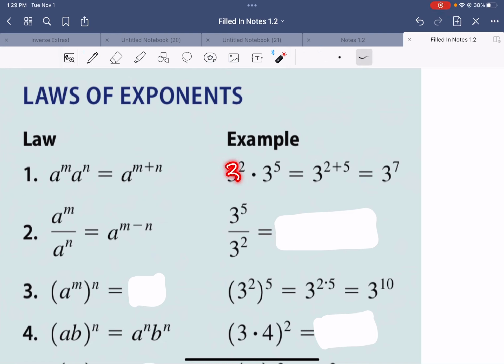And so then if you have 3 to the second times 3 to the fifth, it's just 3 to the, add the exponents, and you get 3 to the seventh. If you have a to the m over a to the n, you have a to the m minus n. And so this to the fifth over this to the second is just 3 to the 5 minus 2, or 3 cubed. So again, like bases, if you multiply, you add the exponents. If you divide, you subtract the exponents.